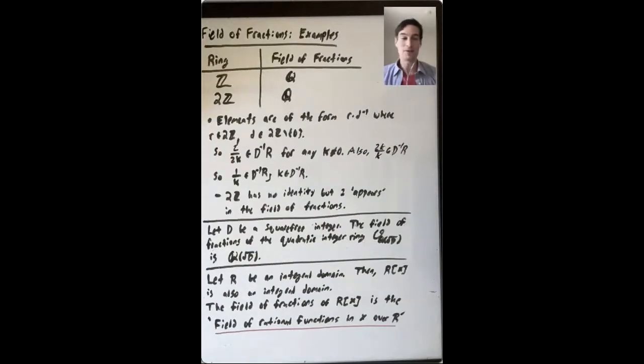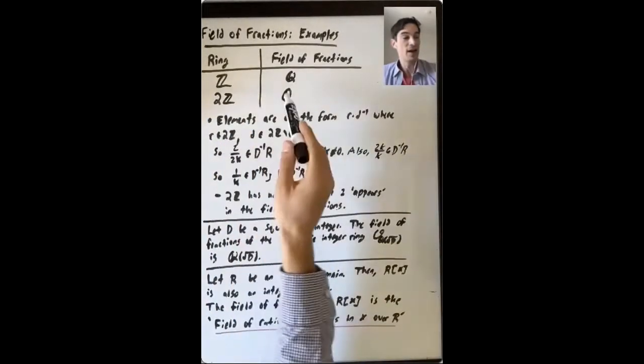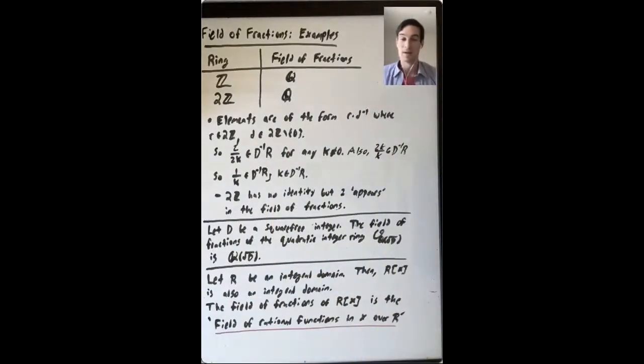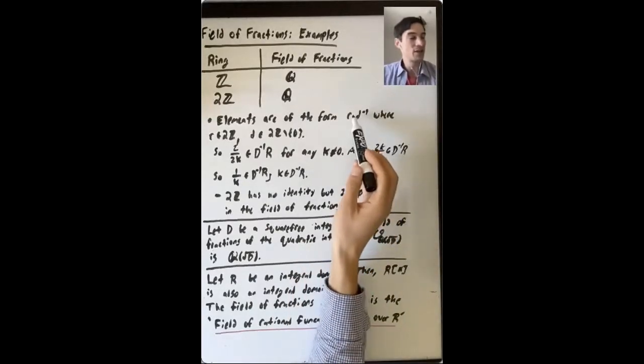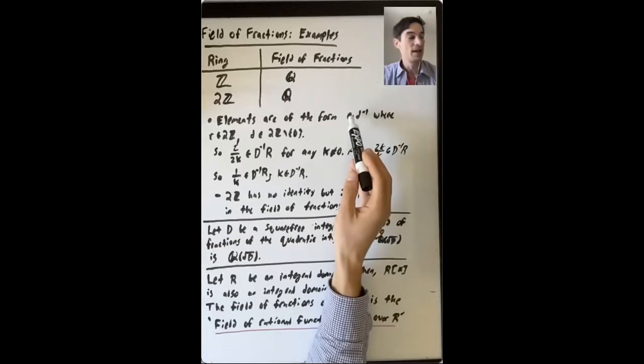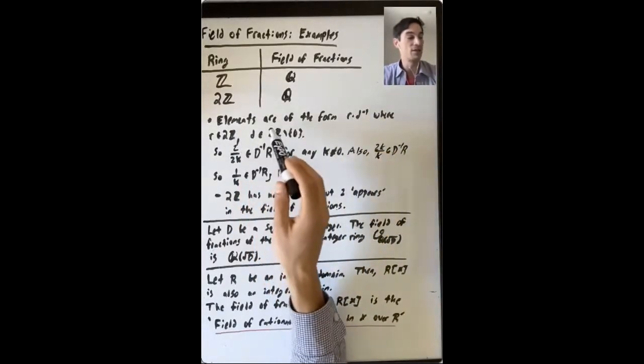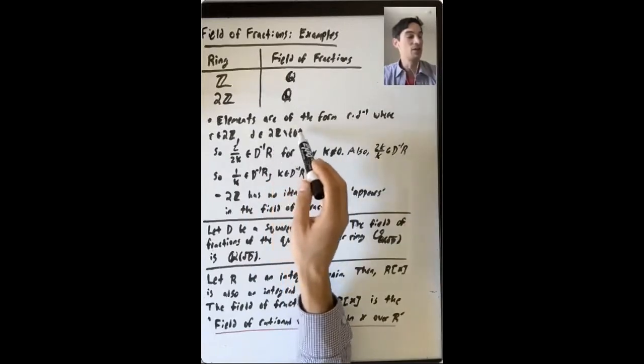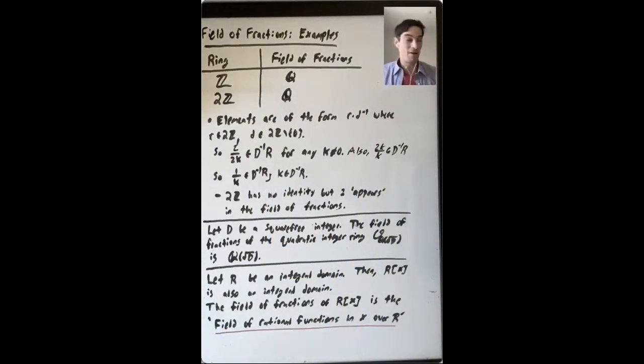So maybe a more interesting example is if we take the ring to be 2Z, the field of fractions is still going to be Q. So this is still an integral domain. We can take D to be all the non-zero elements of 2Z. And part of the theorem is that the elements of the field of fractions, and in this case it'll be a field, are things of the form R times D inverse, where R is in 2Z, D is in 2Z non-zero elements.